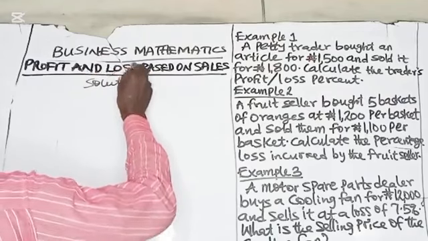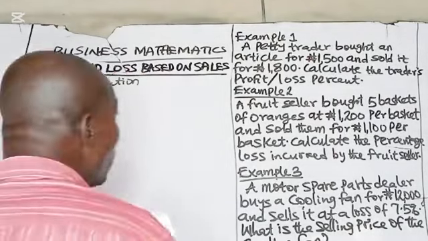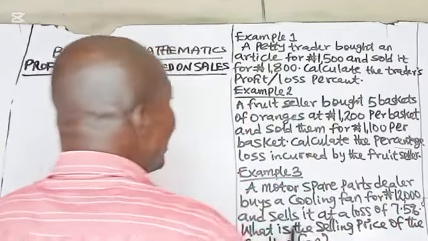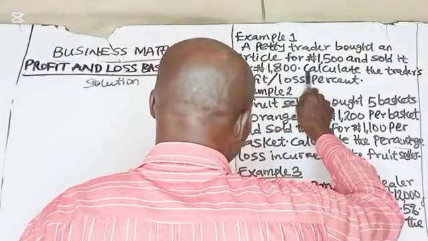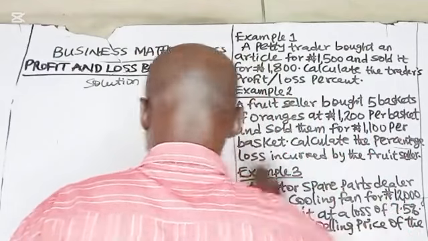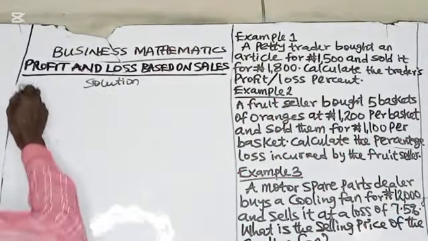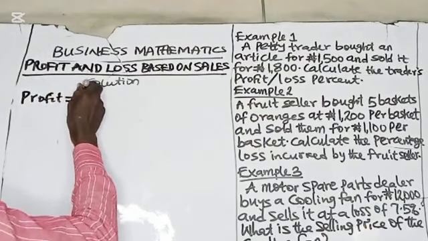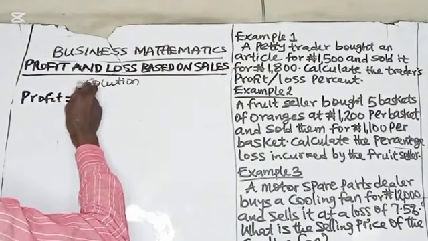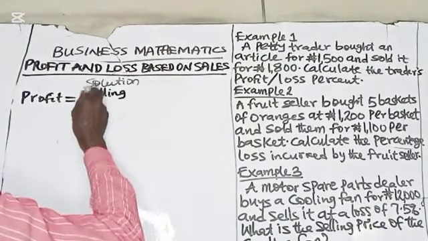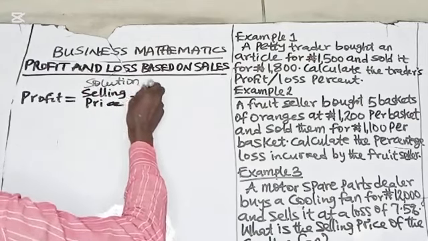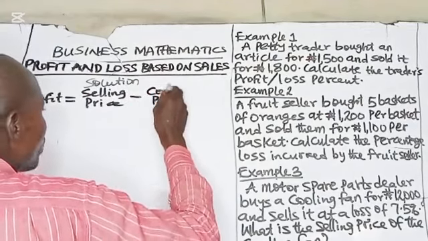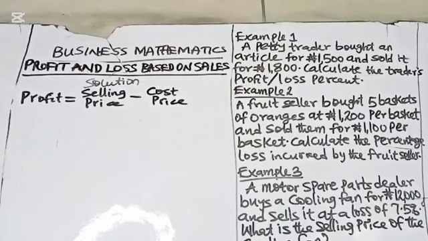Solution. You were told a petty trader bought an article for 1,500 naira and sold it for 1,800 naira. Calculate the trader's profit or loss percent. Remember, I've told you profit is selling price minus cost price, or sales value minus cost price.